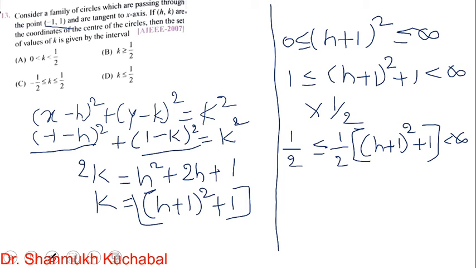So clearly we observe that the value of k is greater than or equal to 1/2. So option B is the right answer. Using the bound we have to simplify this particular example. You can take a screenshot of this.